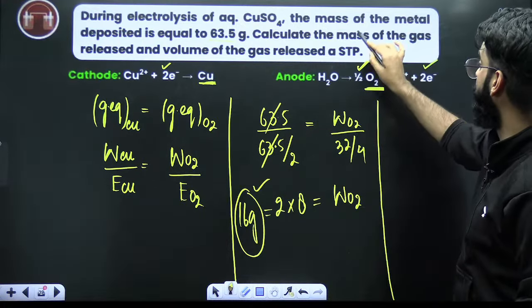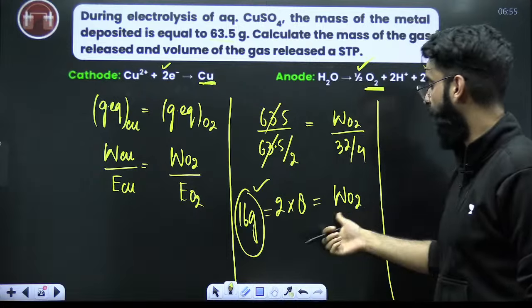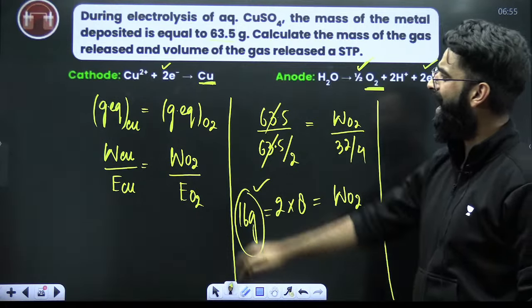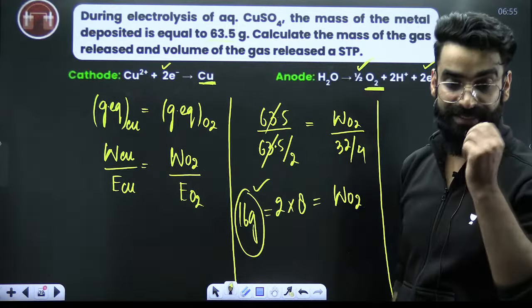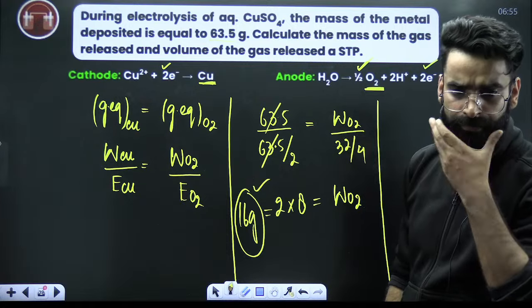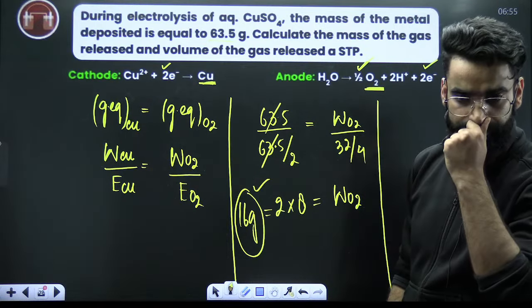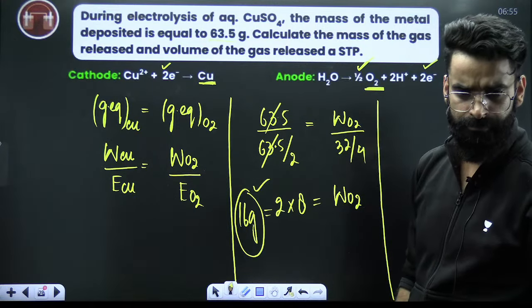So we were supposed to calculate the mass of gas released. We got to know 16 grams of O2 is released. And at the same time, we have to calculate volume of gas released too.